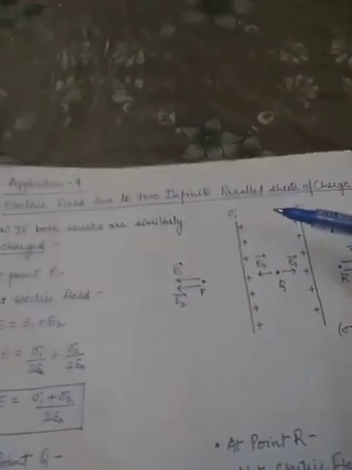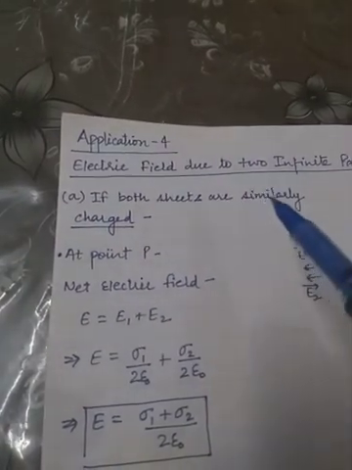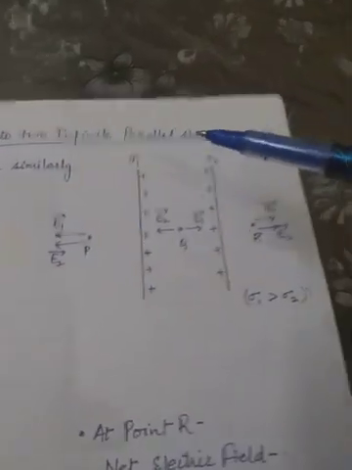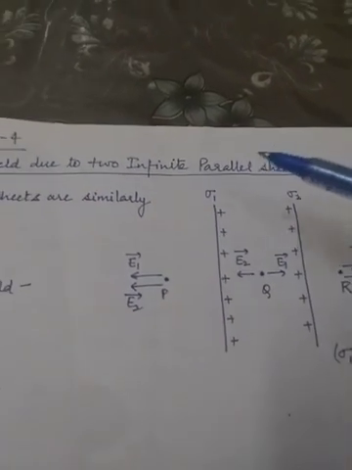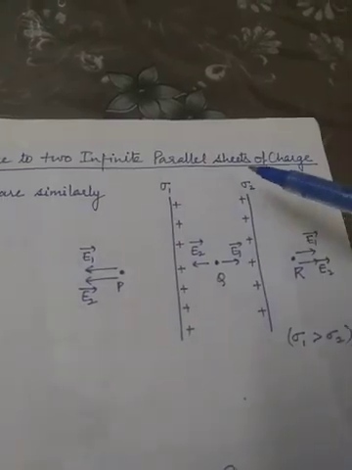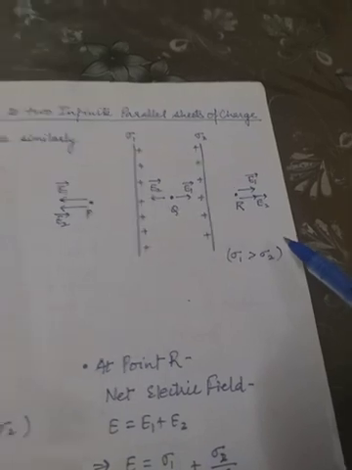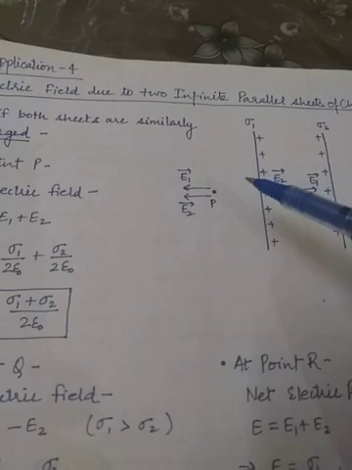And the first part of this derivation is if both sheets are similarly or likely charged, means if both are positive or both are negative. So we are considering that both sheets are positively charged, and the surface charge density on the first one is sigma 1 and surface charge density on second one is sigma 2. And also we are considering that sigma 1 is greater than sigma 2, and we have to determine the intensity of electric field at three various points.